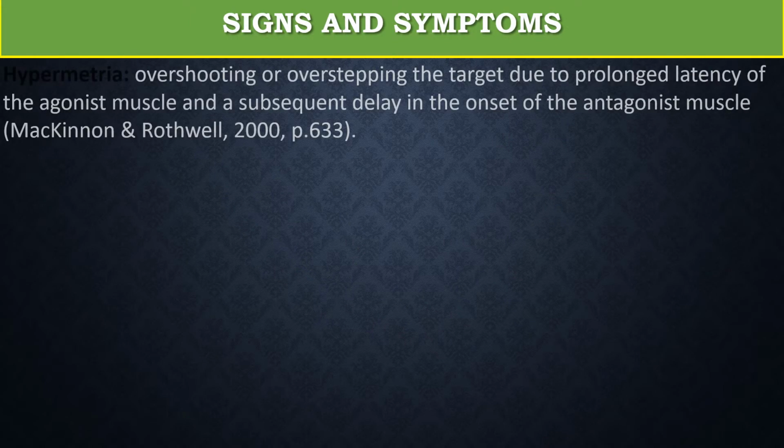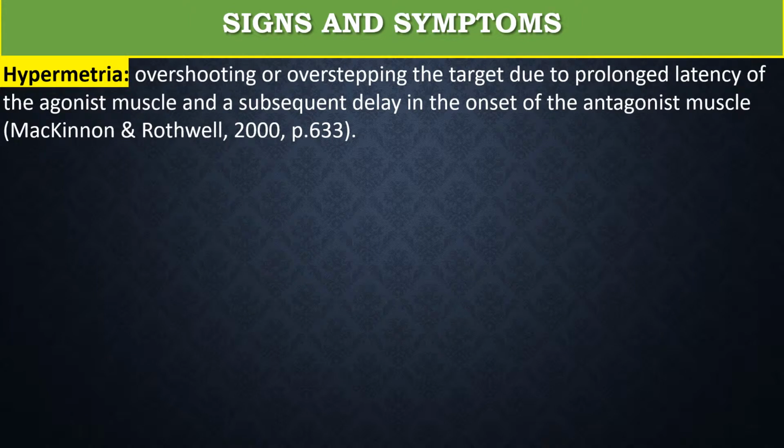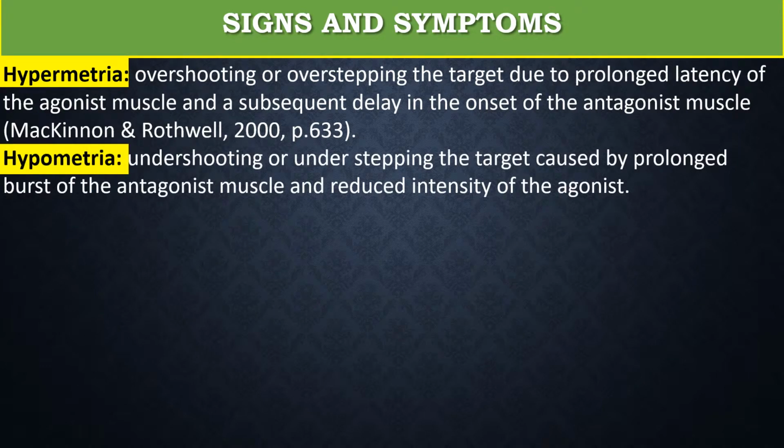There are two classic motor signs of dysmetria, hypermetria and hypometria. Both are evident in limb and saccadic dysmetria, however hypometria is more common and is sensitive to speed and inertia which can exacerbate the condition. Hypermetria can be categorized as the overshooting or overstepping the target as a result of the prolonged burst of the agonist muscle and subsequent delay in the onset of the antagonist muscle. In contrast, hypometria is associated with undershooting or understepping the target caused by the prolonged latency of the antagonist and reduced intensity of the agonist muscle.